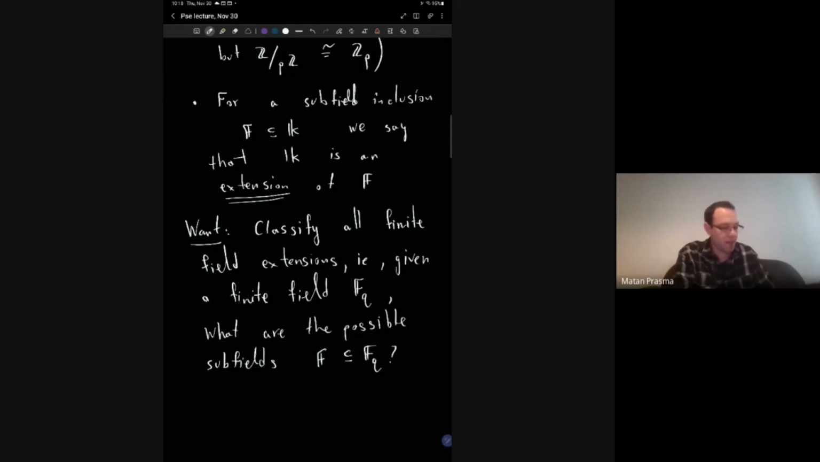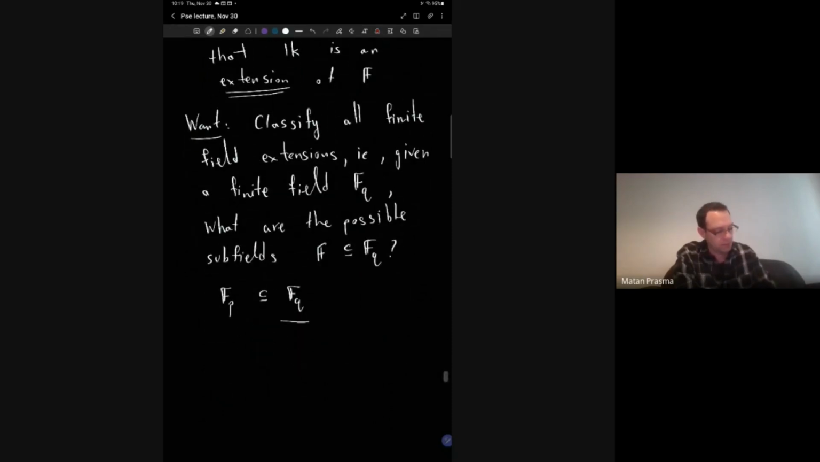Of course, one quick answer is that F_p must be a subfield of F_q. So at least we have one subfield of F_q. To get a better view, let's have the following lemma.